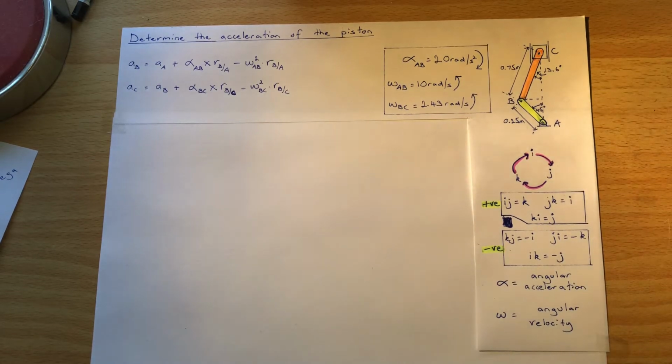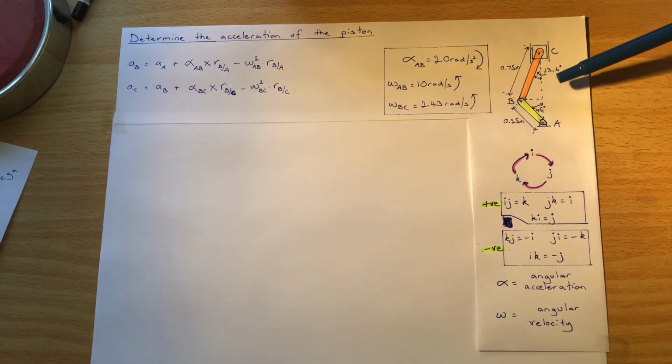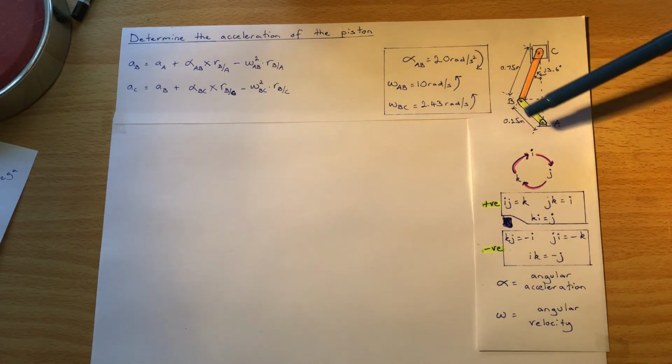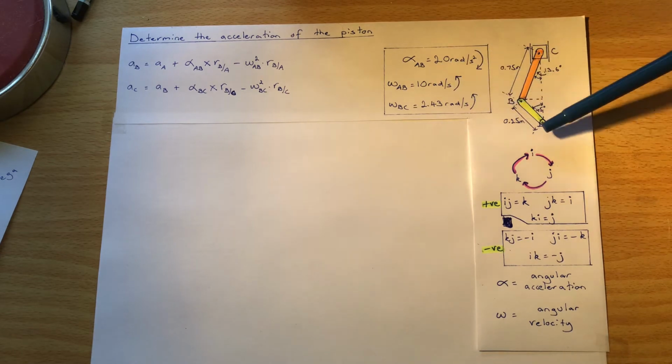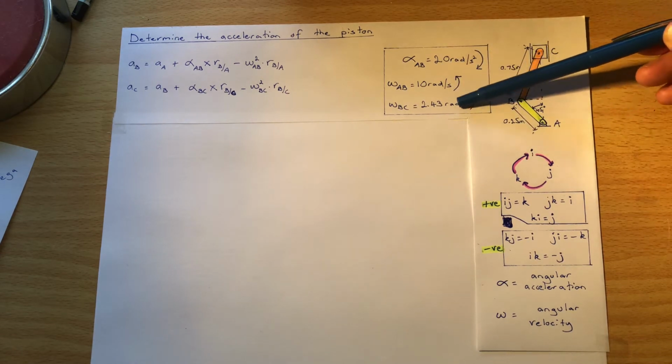So we've got to determine the acceleration of a piston inside a cylinder. So here's your piston up here inside the cylinder, trying to find out how quickly it's accelerating. We don't know whether it's moving up or down at the moment. All we know is we have some angular accelerations of link AB and some angular velocities of link AB and also link BC, just given here.